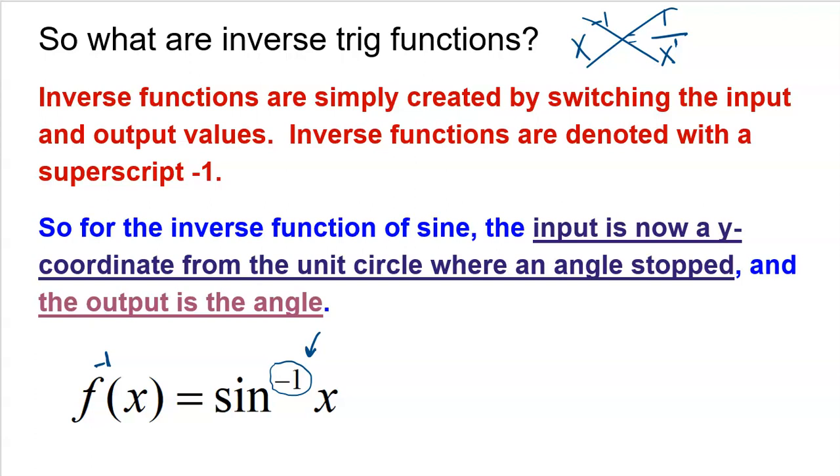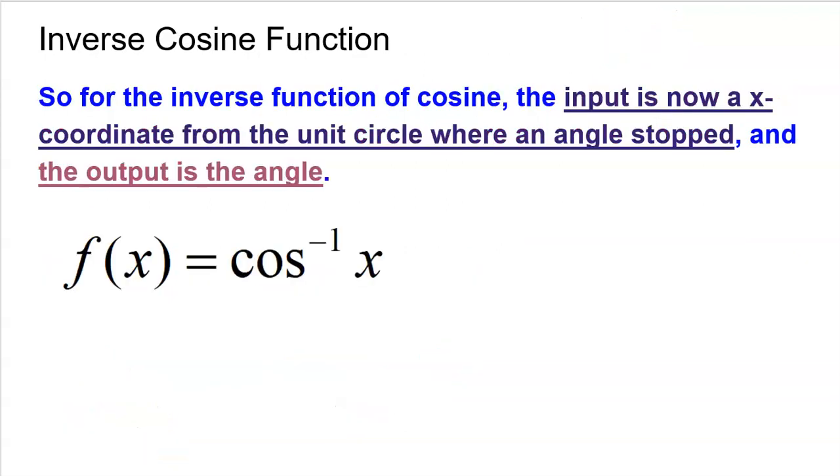So this is where we really got to focus. Now, my input is a y-coordinate from the unit circle. My output is an angle. And I know that that's very confusing, but I'm just asking that you understand that. That's literally what inverse functions are. They flip around. The input is a y-coordinate from the unit circle, where an angle stopped, and the output is that angle. So we're just flip-flopping those two values. So again, cosine inverse, notice that it's denoted by the little -1 right here. That's signifying that we are working with an inverse cosine function.